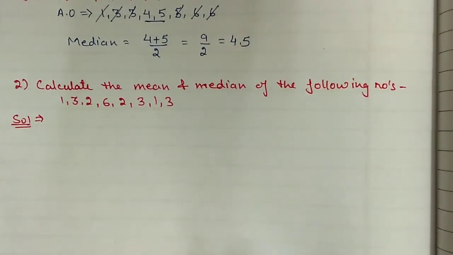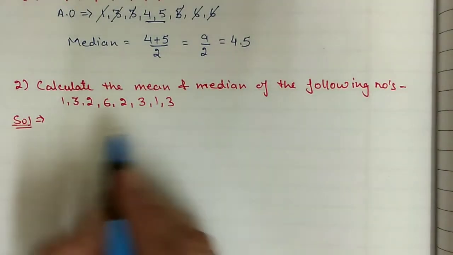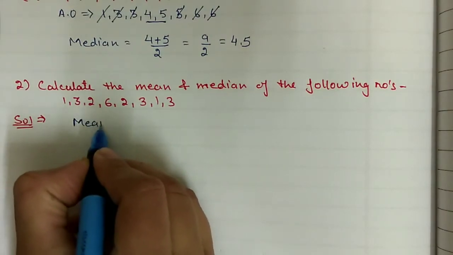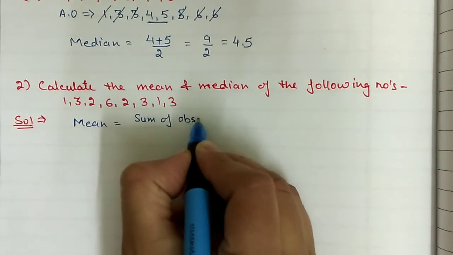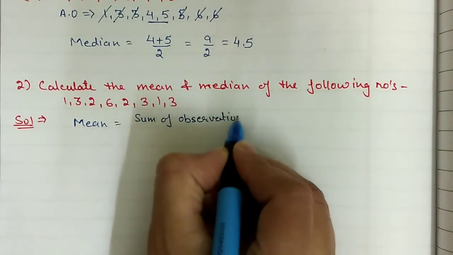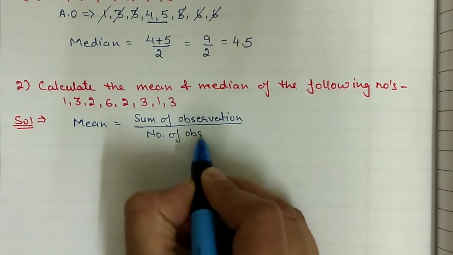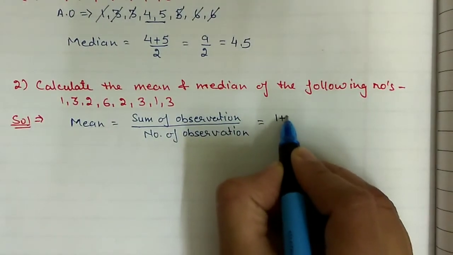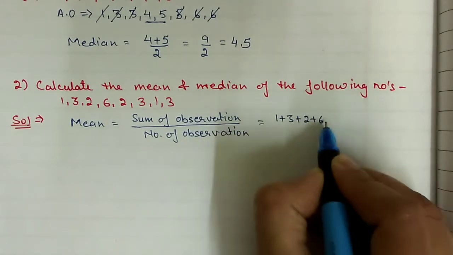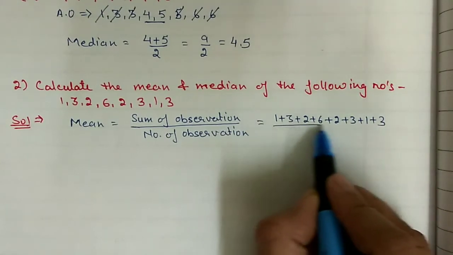Next, question number 2. Calculate the mean and median of the following numbers. So numbers are given. To find out mean, we no need to arrange in order. Mean means sum of observation divided by the number of observations. So we have 1 plus 3 plus 2 plus 6 plus 2 plus 3 plus 1 and plus 3. All the number we have to add.